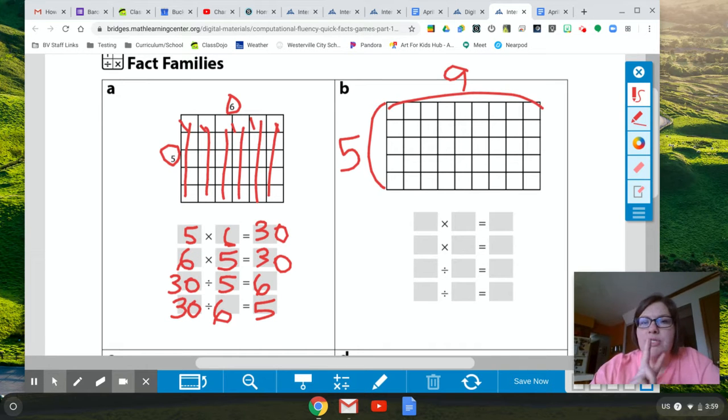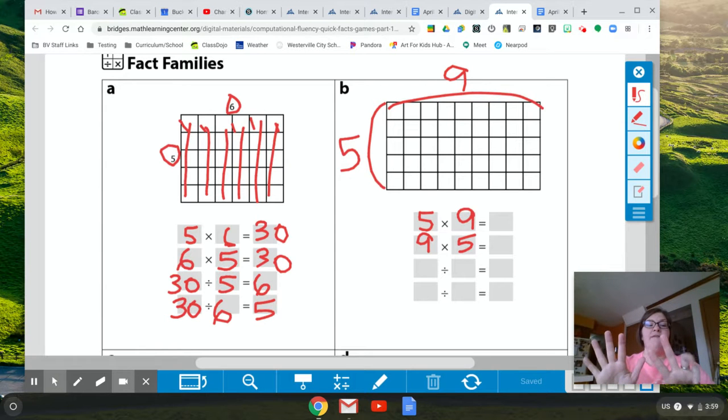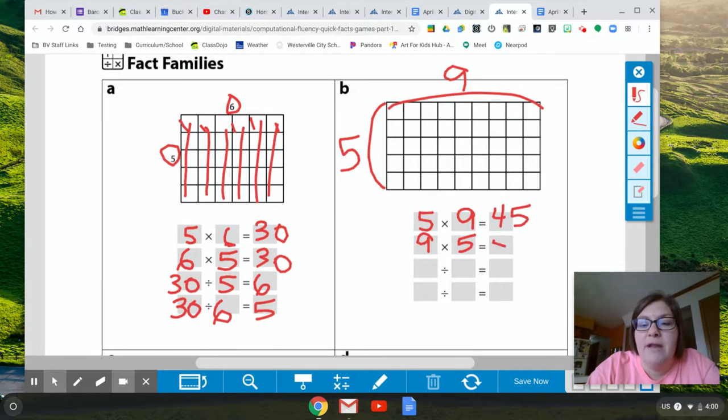We're going to come up with those 2 multiplication equations. 5 times 9 and 9 times 5. Because of that commutative property, we're switching the order. So now let's see what the product would be. Well, I know that I can count by 5 9 times. 5, 10, 15, 20, 25, 30, 35, 40, 45. So my product for both equations would be 45.